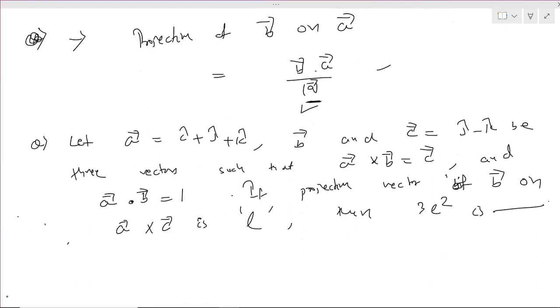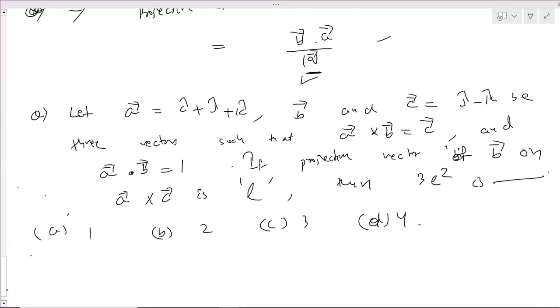No options for you. Let me give you 1, 2, 3, and 4. Try to solve it. 2 minutes for this also. We have given A vector is I plus J plus K, B vector, C vector is J minus K. There are three vectors such that A cross B is given as C vector and A dot B is given as 1. If projection of B on A cross C is L, then find 3L square.